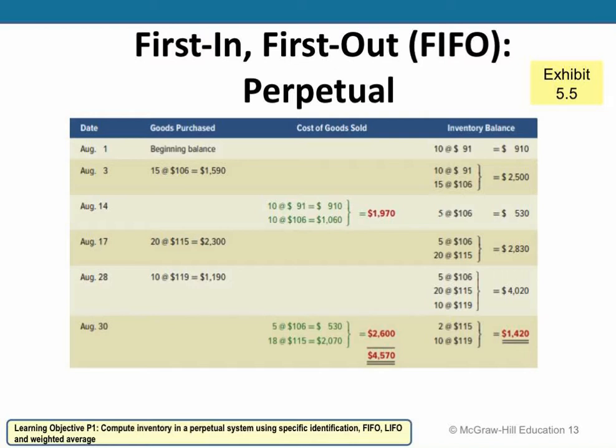So when we make that August 30th sale, we're going to treat the first of the 23 items sold, the first 5, as being those $106 items. And then we're going to go to the next oldest, the $115 items, to take 18 of the 20 that we have, and that's going to be included in cost of goods sold. And then for the inventory balance, we're going to have the most recent purchases: all 10 that were purchased at 119, and then only 2 of the remaining are from the 115.